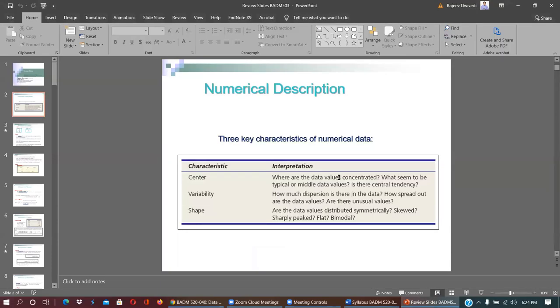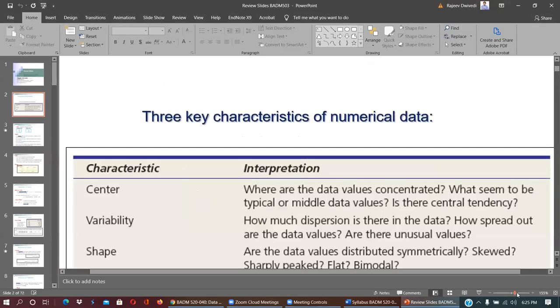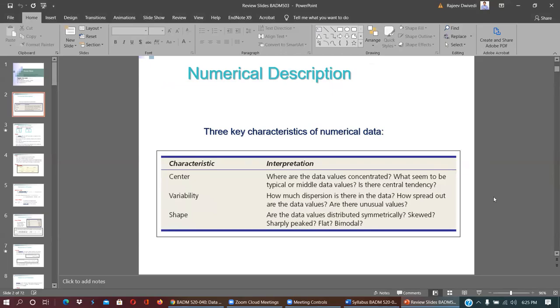So basically, first thing, two important concepts come into statistics. One is mean and second is the standard deviation. If you use any calculation or any concept, these two are very important. Like hypothesis testing, regression, many things, for example the quality tools, mean and standard deviation are important. Here, three characteristics of numerical data: center, variability, and shape.